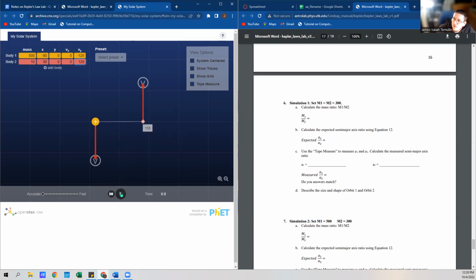So let's take a look. It says here for simulation 1 to set m1 equal to m2, which is 300. So I'm going to set m1 to 300, and then I'm going to set m2 to 300. All right, so now we have two bodies that are equal in mass. They are symmetrically distant apart, and they are moving in anti-symmetric velocities.